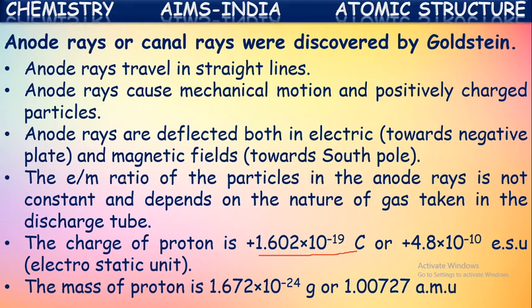In AMUs, it can be told as 1.007 AMU. Here AMU represents atomic mass unit, the smallest unit of mass. So nearly it is equal to 1 AMU. The mass of a proton is nearly equal to 1 AMU. AMU is nothing but atomic mass unit. In grams, it is 1.672 into 10 to the power of minus 24 grams.